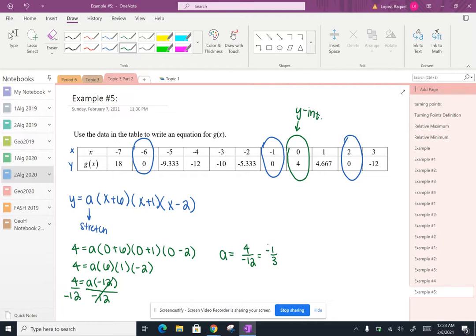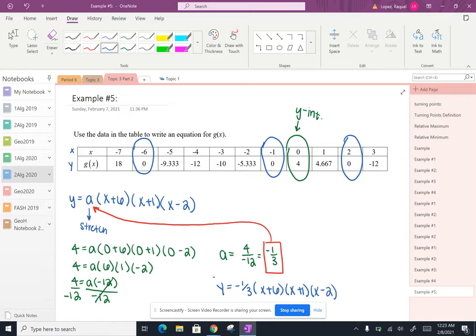So I'm going to go ahead and take this value for a, and that's going to come into the equation that I wrote in blue here so that I can write my final one. So my final equation is going to be y equals negative 1/3 times x plus 6 times x plus 1 times x minus 2. And here's my final equation.